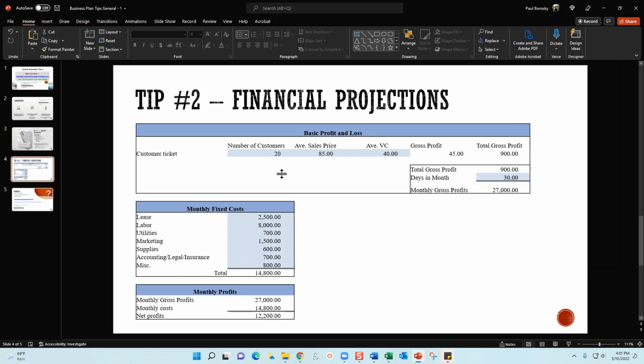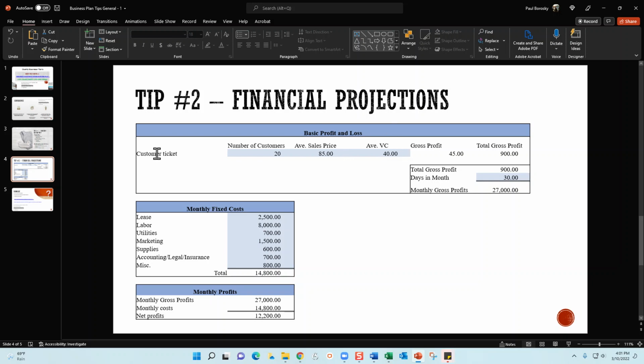And once you identify how many customers you need and what the average sales price is going to be in order to achieve the net profits you want, then all you have to worry about is getting the customers in the door and making sure they're buying enough products. And if you keep your costs in line, then boom, you're going to hit your net profits, or you're going to be darn close. So the way this model works is it's broken up into 3 segments: your revenue segment, your monthly fixed cost segment, and your monthly profit section.